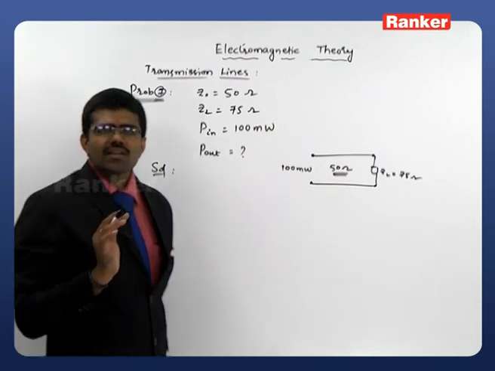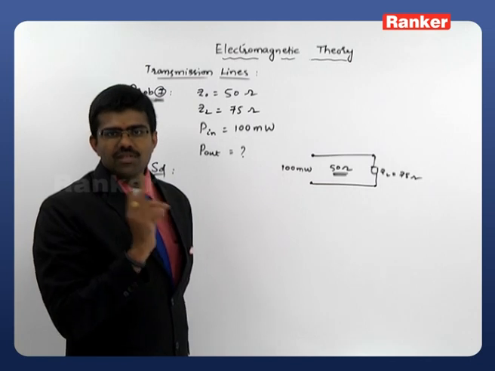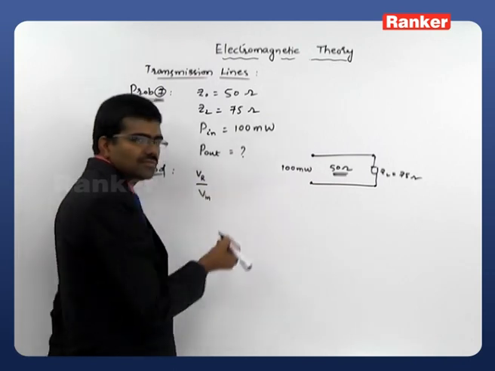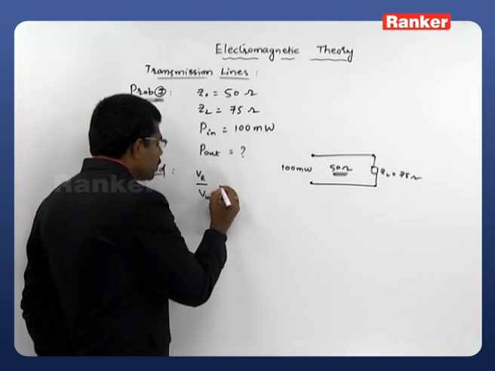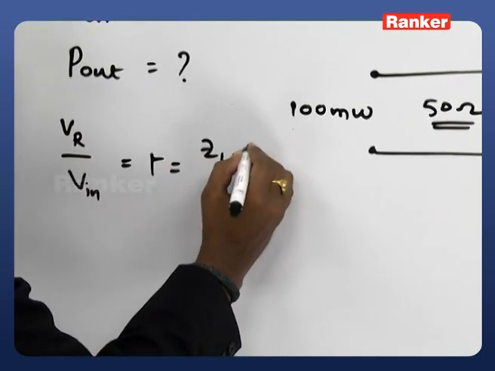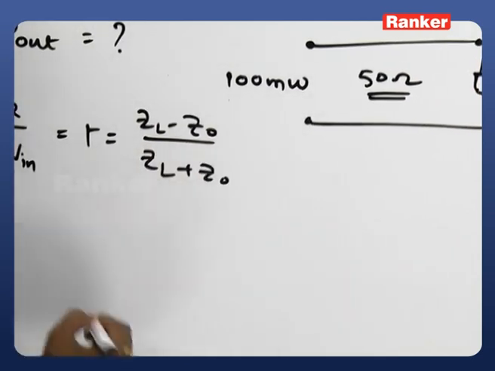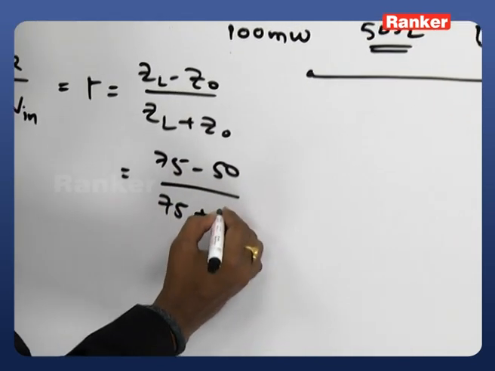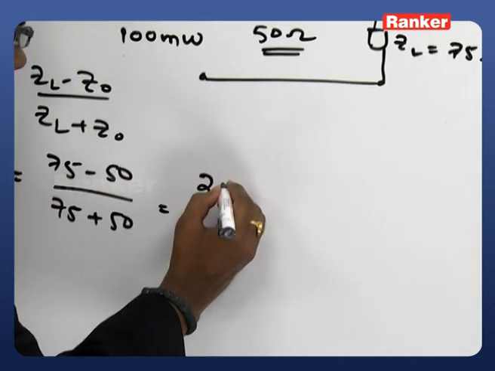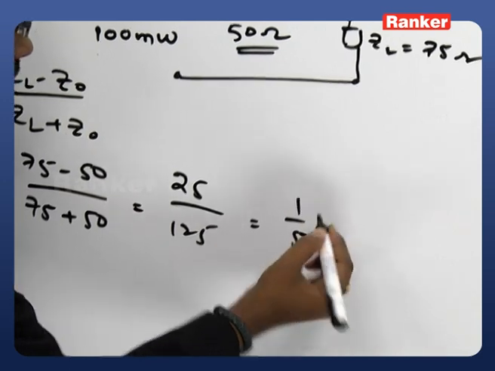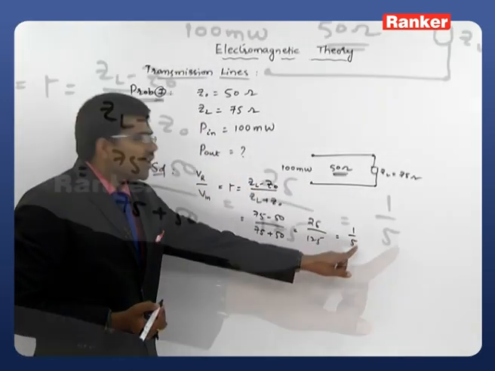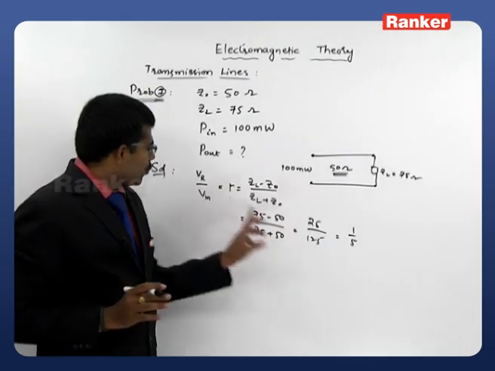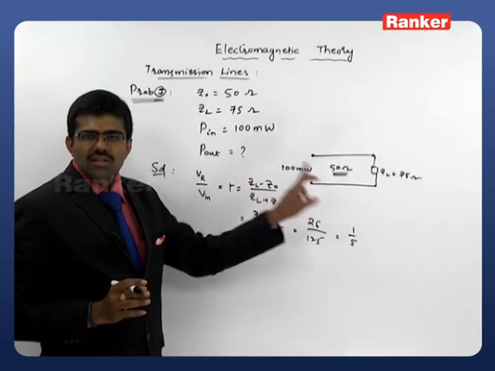First of all, we will calculate how much amount of voltage is reflected. Reflection coefficient is clearly related to the voltage. So the reflection coefficient is VR by V in, that is reflected voltage to the applied voltage, which is equal to, what is the formula for reflection coefficient? Gamma equals ZL minus Z0 divided by ZL plus Z0, which is 75 minus 50 divided by 75 plus 50. 75 minus 50 is 25 divided by 125, which is equal to 1 by 5. So 1/5 of voltage will be reflected. Don't take this as transmitted, and don't take that as power also, it is voltage.